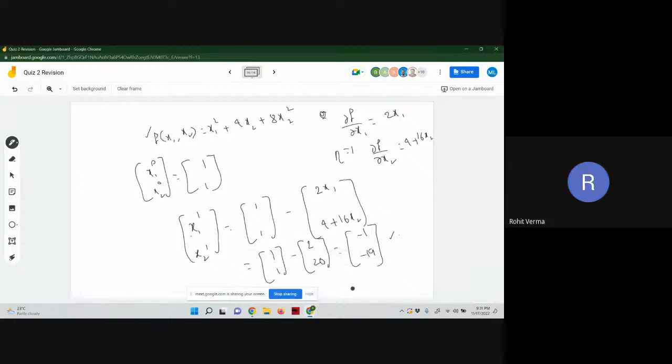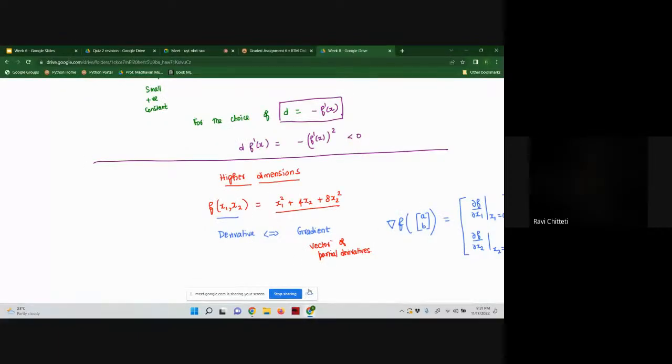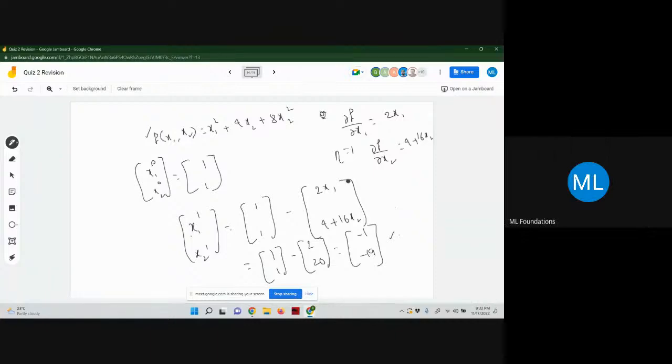So, if the question asks, after 3 iterations, what will be the function value? After 3 iterations, we will substitute the values in the function. Correct. Okay. I have a question here. Eta, we chose it as 1. Is that only for an example, or? I just chose it as an example. Okay.